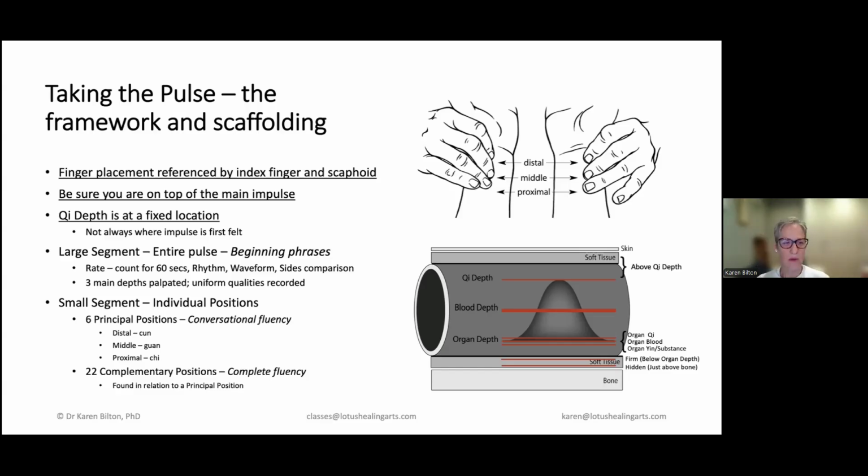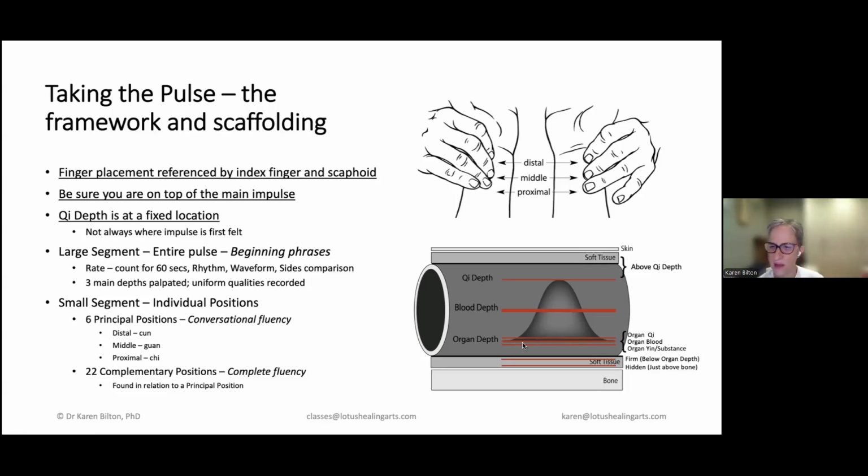Now, another really important part of pulse diagnosis is that the chi depth is at a fixed location, and it's not always where the impulse is first felt. So if this is our chi depth, we can see that the normal impulse rises from the organ depth up through the blood depth to the chi depth, has a nice apex, and then comes back down. So this is our normal pulse form.